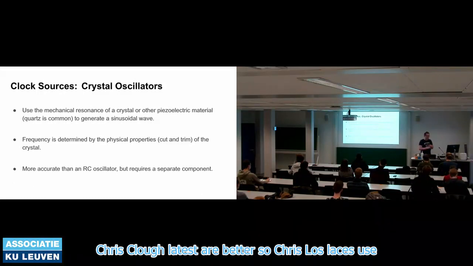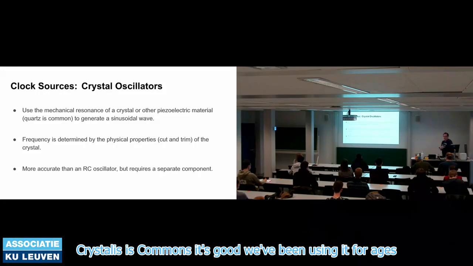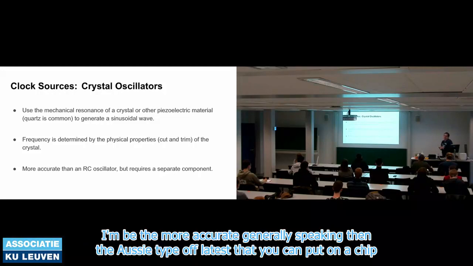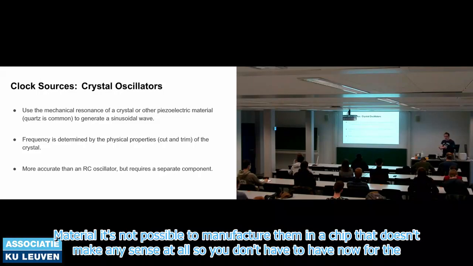Crystal oscillators are better. They use the mechanical resonance frequency of some form of crystal or piezoelectric material. Typically, quartz crystal is common. It's good. We've been using it for ages. And these are more accurate, generally speaking, than the RC-type oscillators that you can put on a chip. But unfortunately, they're a separate material. It's not possible to manufacture them in a chip.